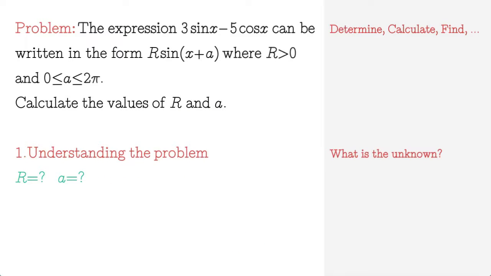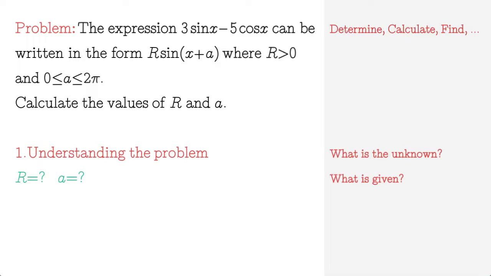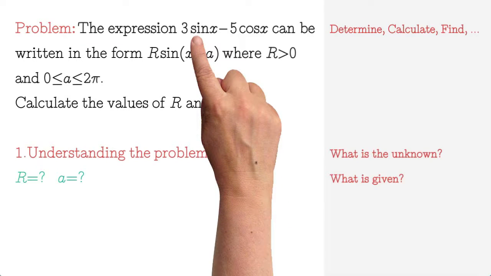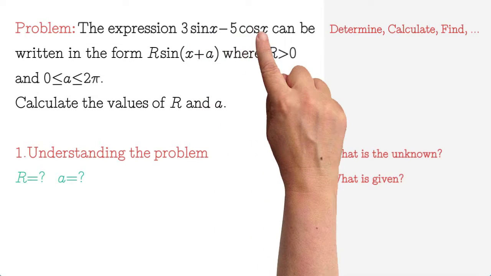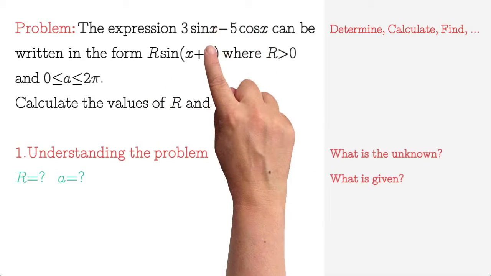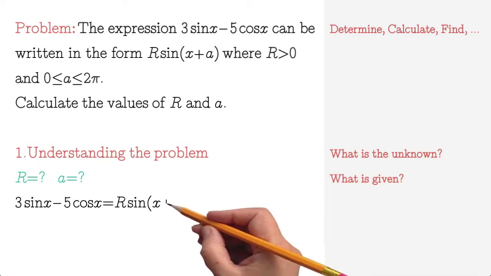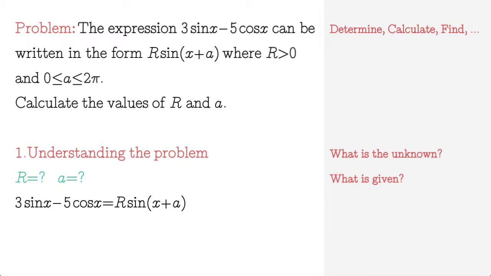The next question to ask is, what is given? We cannot solve a problem without being given something. So what is given? Looking at the problem formulation, we see the statement that a certain expression can be written in some other form. That means that those two expressions are equal. So we write 3 sin x minus 5 cosine x is equal to r times sin(x plus a).